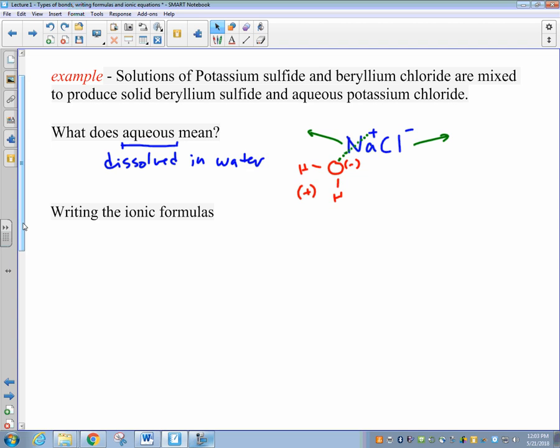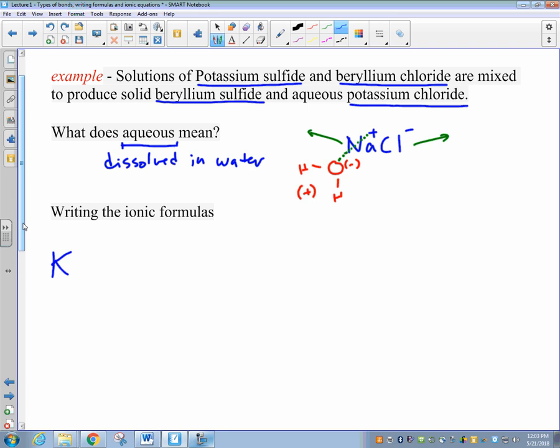So what I'd like to do now is to start by writing ionic formulas for all of the different species found within our word equation in the example. We've got potassium sulfide, beryllium chloride, beryllium sulfide, and potassium chloride. Let's start with potassium sulfide. Finding potassium on your periodic table, potassium is an alkali metal. As an alkali metal, it has one valence electron, which it will have a tendency to lose, being a large and loosely bound electron. And when it loses that one electron, it will give the potassium ion a charge of +1.